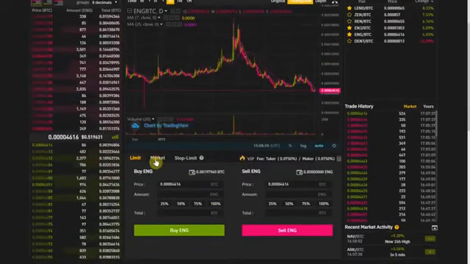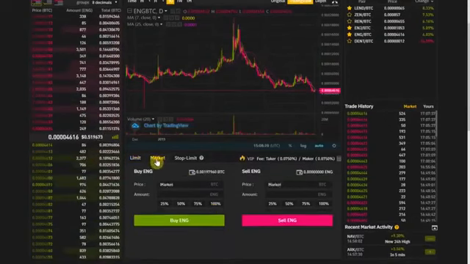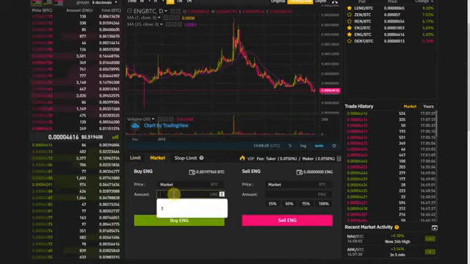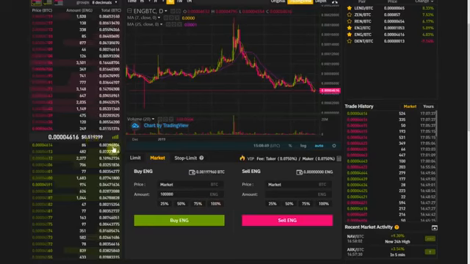So if we move to market order, what a market order does is basically you don't select the price, you just want to buy it. And let's say I wanted to buy 100k of Enigma. I don't even know how much this would be. 100k, this 50k.